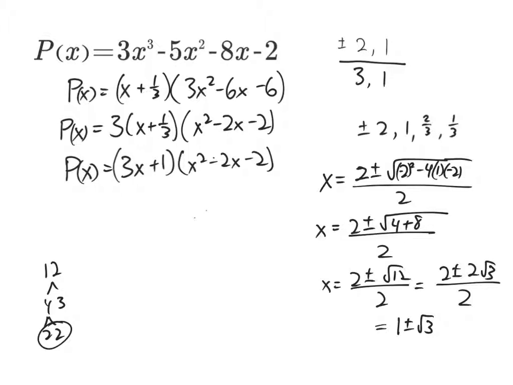So my zeros are going to be, well, it's the zeros of this, which is going to be -1/3. And then the zeros of this right here, which is what we just found. So one of them is going to be 1 plus the square root of 3, and the other one's 1 minus the square root of 3. So there are my zeros.